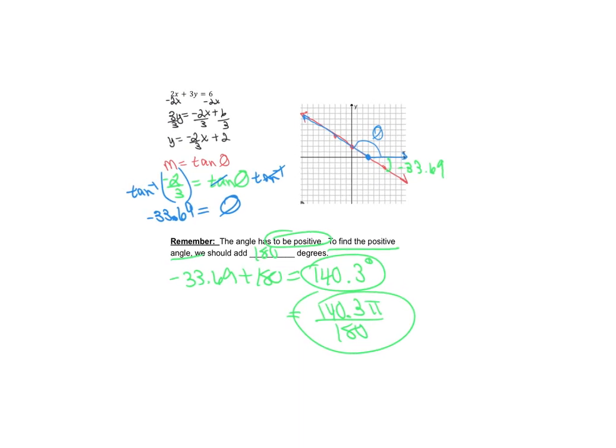Okay, so our last example the answer was a positive. This time it was a negative. Therefore, we had to add 180 to get our positive angle of inclination.